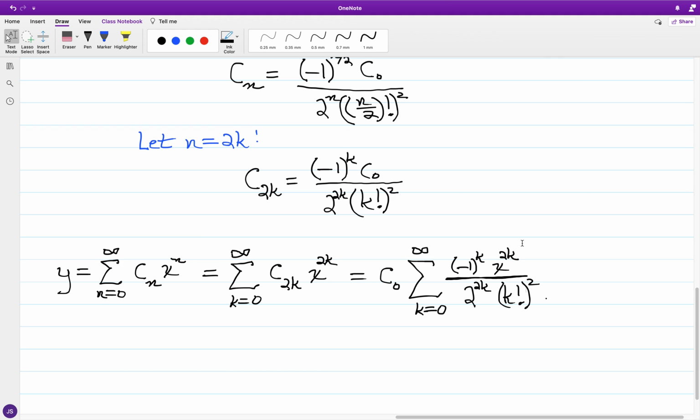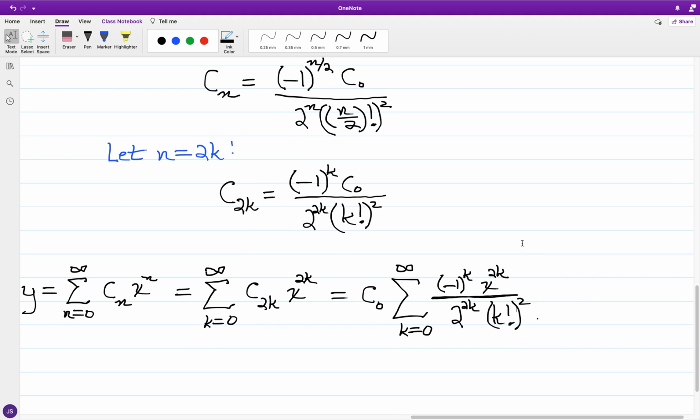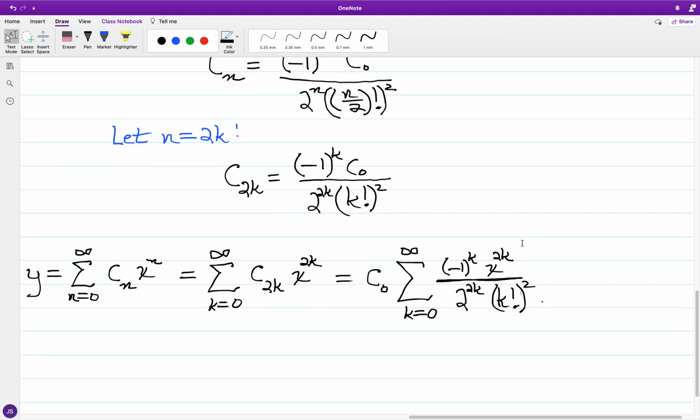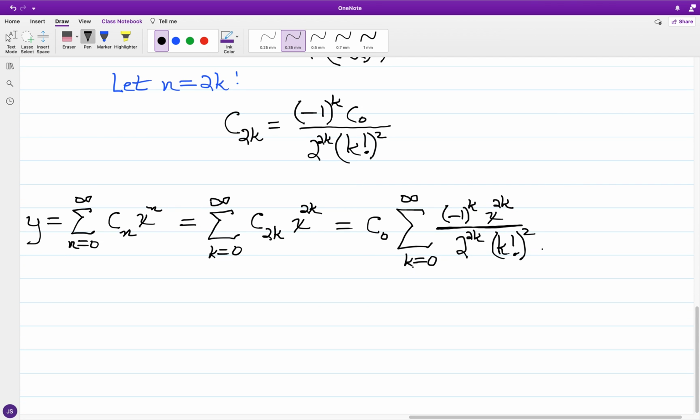Okay, so this is what we have for C naught. You have y equal to C naught times the summation of -1 to the k times x to the 2k divided by 2 raised to the 2k times the square of k factorial. Now, again, we were dealing with the degree of r being at 0.